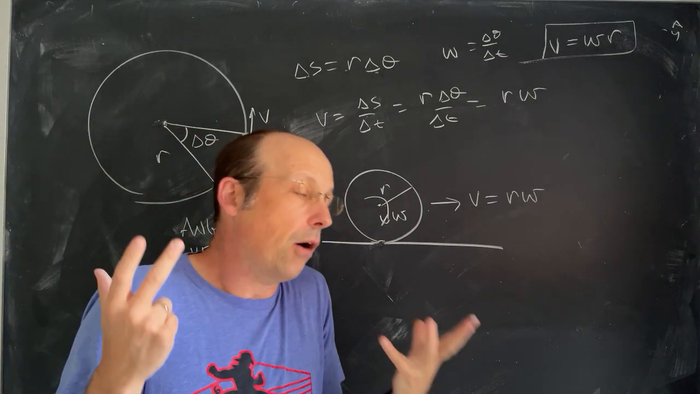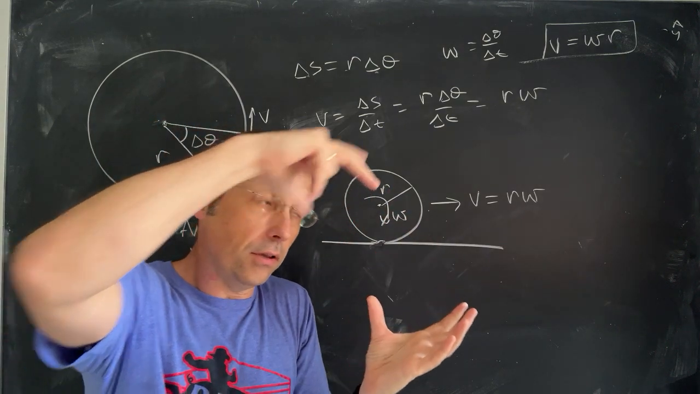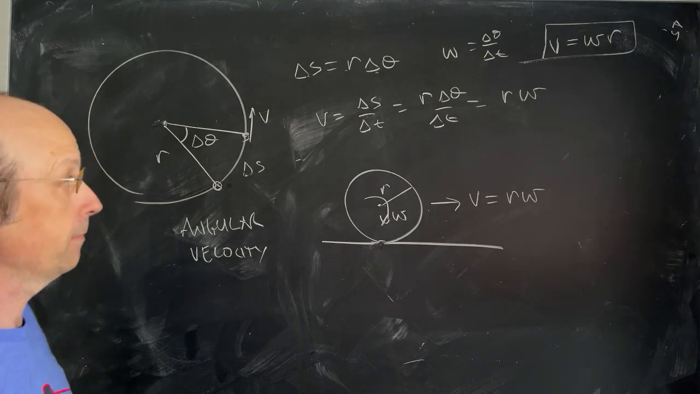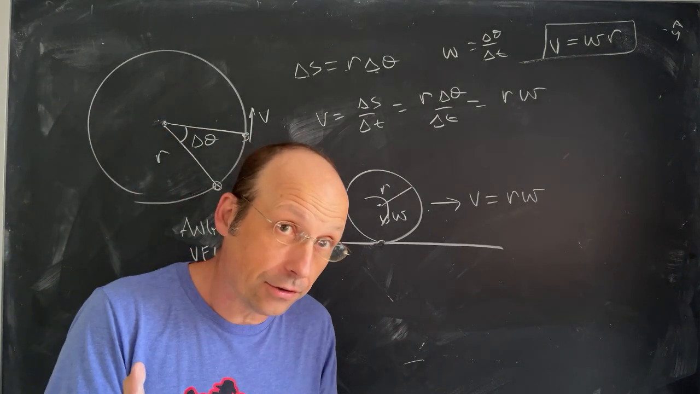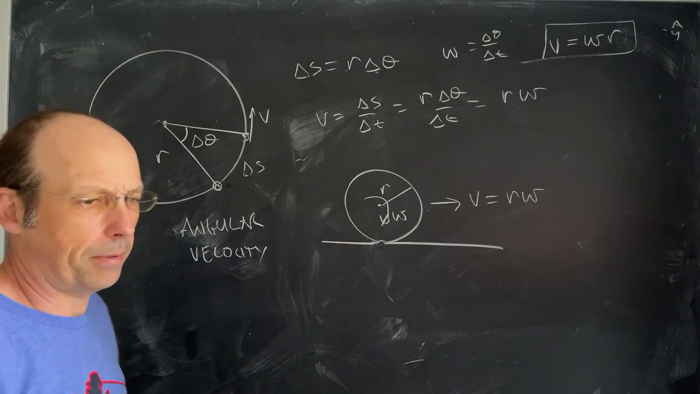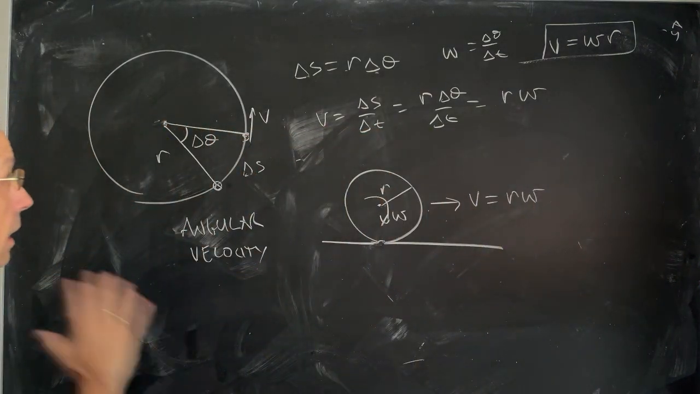And this is essentially how your car tells how fast it's going, right? It takes the wheel, looks at the rotation rate, and since you know the size of the wheel, you can calculate the velocity. So if you put the wrong size tires on your car, your speedometer's not going to be right. There's probably a way to fix that, but I don't really know. Okay, so that's linear velocity.